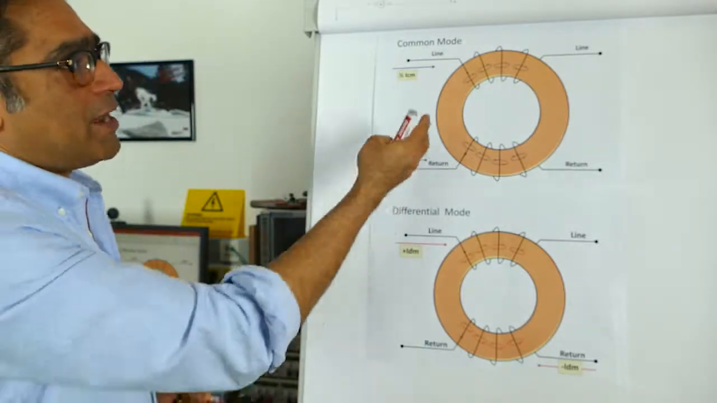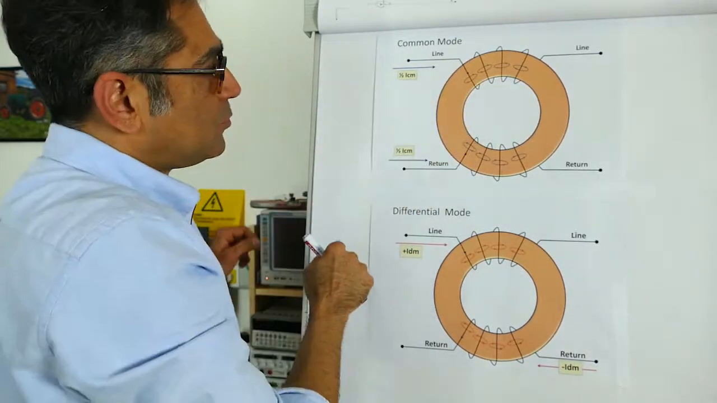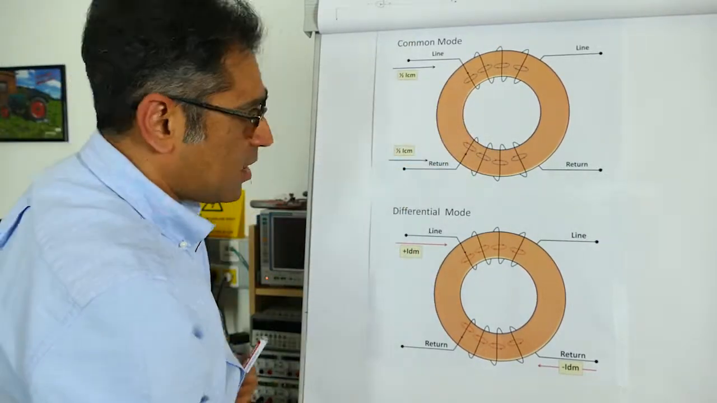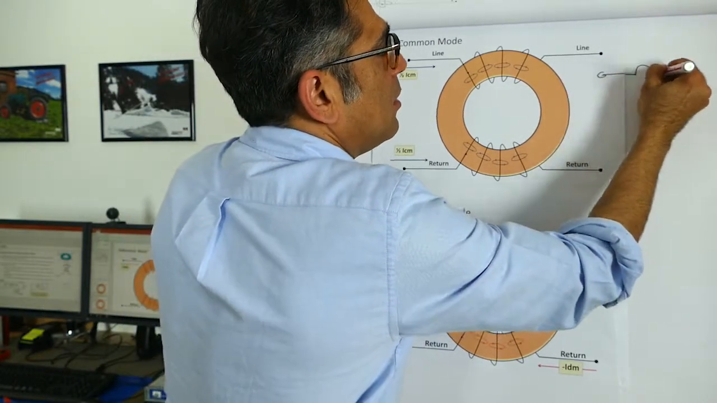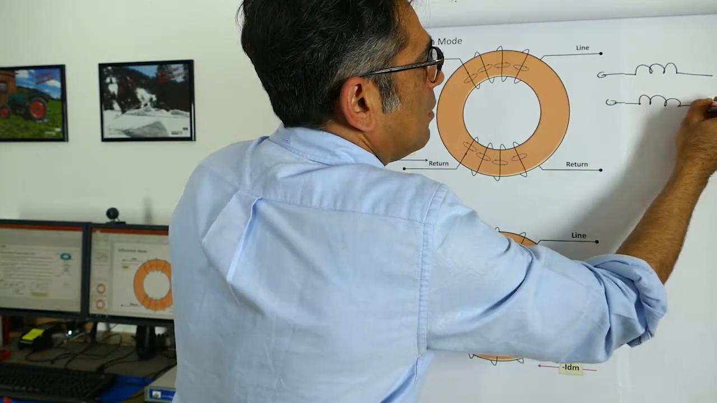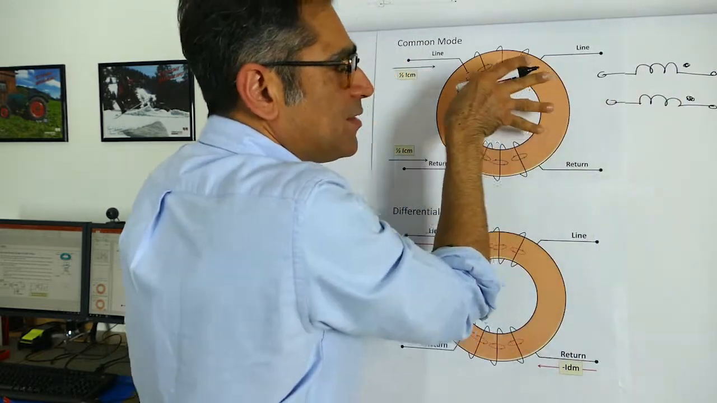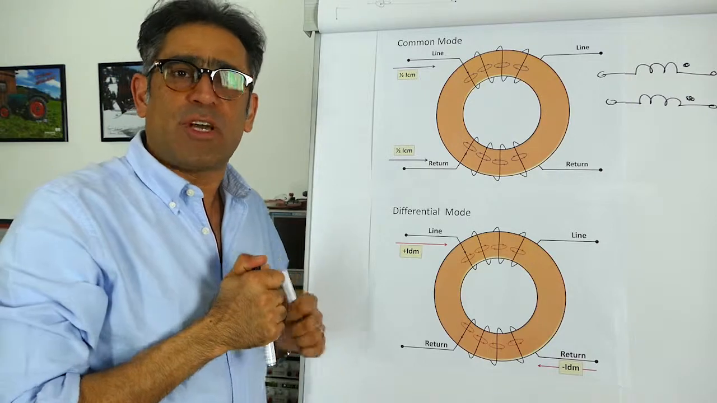So if I draw the two windings on this board, I've got one winding on this side and one winding on the other side. In practice, this would look something like this, with the dot notation suggesting that the directions are both one way. Let's see what happens to common mode currents.